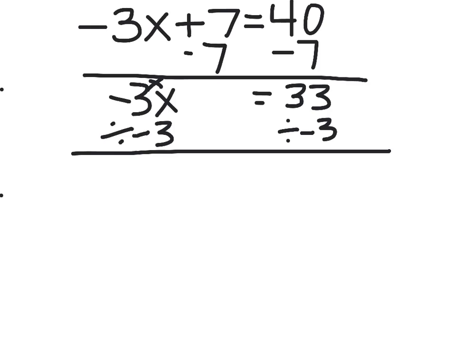So now, negative 3 divided by negative 3, well, any number divided by itself is always 1, times x equals, now over here I have 33 divided by negative 3. Well, I know that 33 divided by 3 is 11. Then now I just have to decide if it's positive or negative. Well, in my problem I have 1 negative. If I have 1 negative, that means my answer will be negative. I don't need this times 1. I'll get rid of it. So now I'm left with my answer. x equals negative 11.